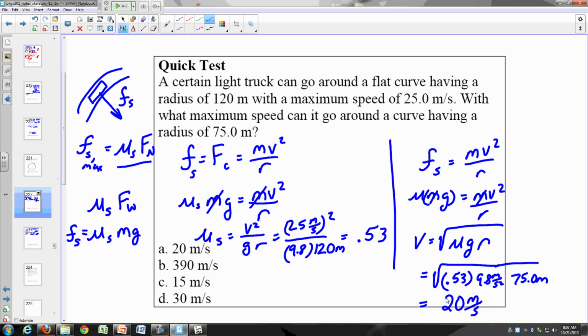All right. Let's work through a different problem, combining some of the stuff that we've done already, like with inclined planes and what have you, to find the maximum speed.